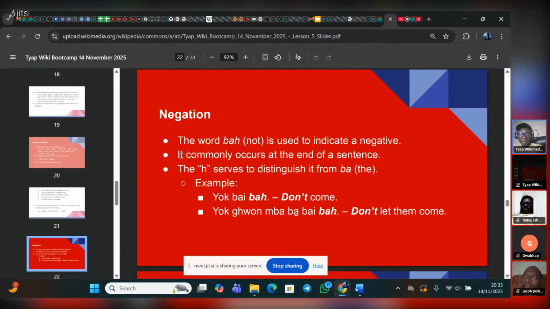But this very bar occurs usually at the end of a sentence, and an H is usually added to the bar to differentiate it from this bar, which is a plural form of the in Tiap. The other plural form is na. This one is the second one. So whenever you are writing it, always remember to put your H so that you differentiate it from the. And examples we have here: your Bible don't come. Your Bible don't come. And the second example says your one Bible. Don't let them come or don't let them come.